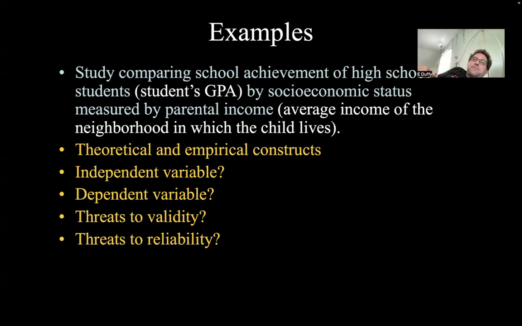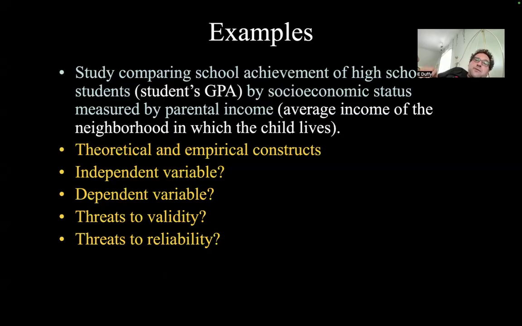Okay, so let's imagine that you do a study comparing school achievement in high schoolers, but you measure using students' GPA, and socioeconomic status measured by parental income, so the average income of the neighborhood in which the child lives. Well, what's our theoretical construct? I guess it would be high school achievement, and its relationship to socioeconomic status. Okay. What are your empirical constructs? Well, students' GPA is going to be the empirical construct measuring school achievement, and average income of the neighborhood in which the child lives is going to be the empirical construct for the other variable.